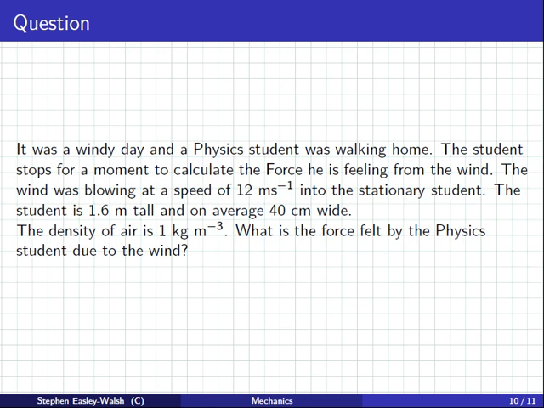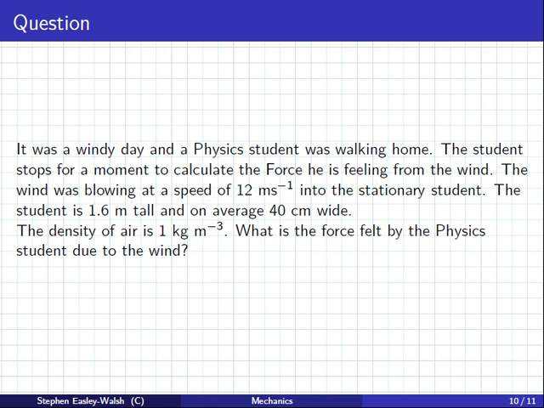So, it's a windy day. A physics student is walking home. The student stops for a moment to calculate the force he is feeling from the wind. The wind is blowing at a speed of 12 and the student is at rest. The student is 1.6 tall and 40 centimetres wide. The density of air is 1 kilogram per metre cubed. What is the force felt by the physics student?